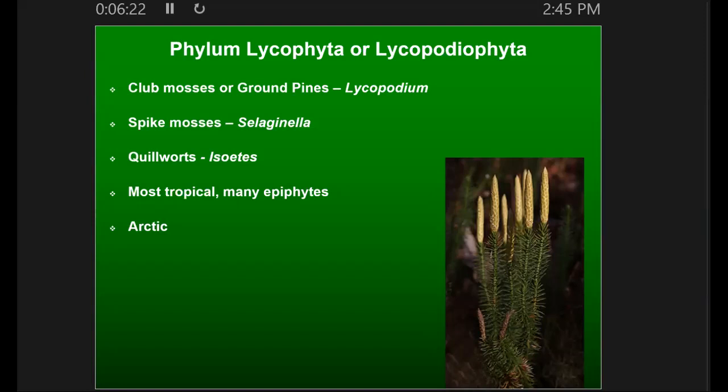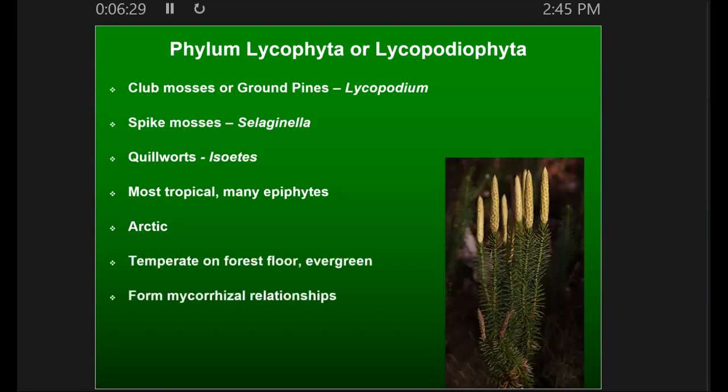But you can find them in more harsh habitats like the Arctic. Here in temperate forests like we have here, they are on the ground, on the forest floor, and they're evergreen. So if the snow isn't too deep, you can see patches of evergreen club mosses. It's a welcome sight in the middle of winter. They also form mycorrhizal relationships with fungi, just like the bryophytes do, a very similar idea.